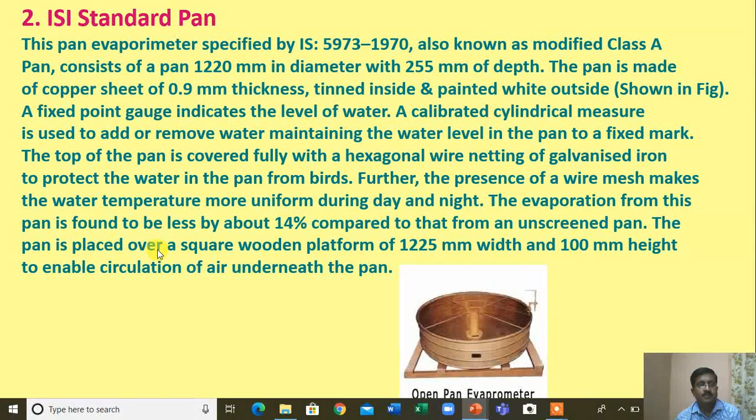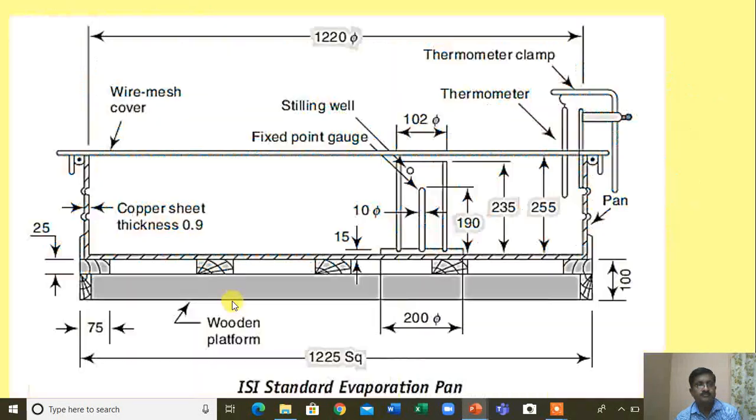The pan is placed over a square wooden platform of 1225 mm width and 100 mm height to enable circulation of air underneath the pan. So here you can see the pictorial view of a pan evaporimeter. Also you can see the cross section of this standard evaporation pan. Remember the dimensions, so 1225, and you can see the depth is 255 here.